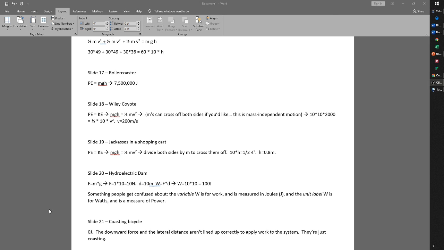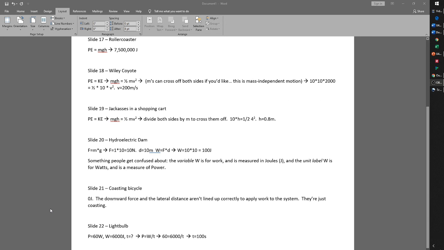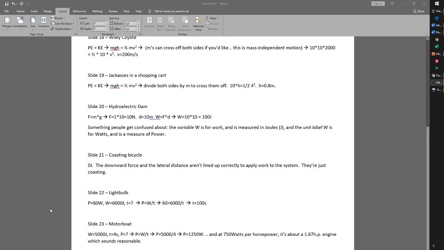Hydroelectric dam, you kind of calculate work done. For the coasting bicycle, it's a trick question. For the light bulb and the motorboat, you're going to use the power equation. So here's the answer key up for that.